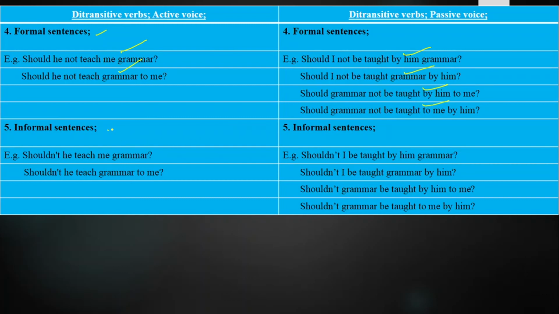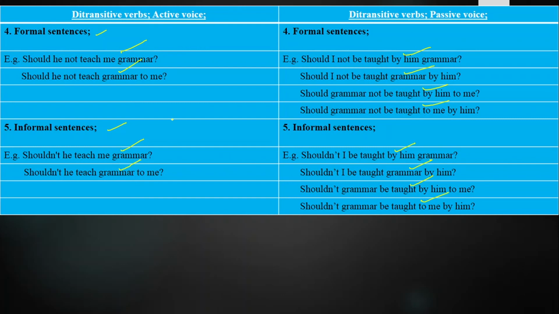Last we have got the informal sentences of modal auxiliary verb should. Shouldn't he teach me grammar? Shouldn't he teach grammar to me? Shouldn't I be taught by him grammar? Shouldn't I be taught grammar by him? Shouldn't grammar be taught by him to me? Shouldn't grammar be taught to me by him? So these are the formal and informal sentences of modal auxiliary verb should.